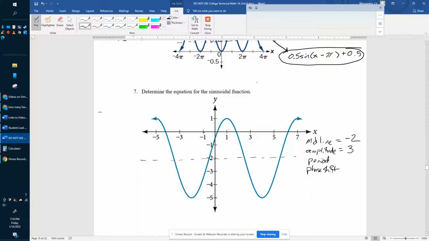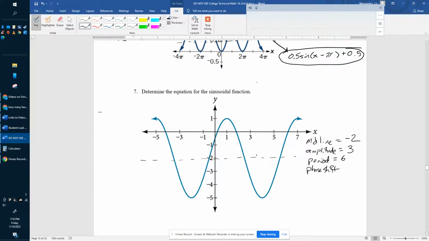What's our period? Let's see. We start at -5. We go down and we go up again and reach that same point at 1. So that is 1, 2, 3, 4, 5, 6. Our period is 6.